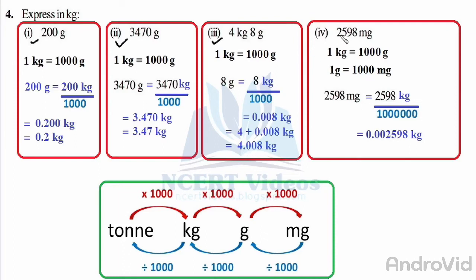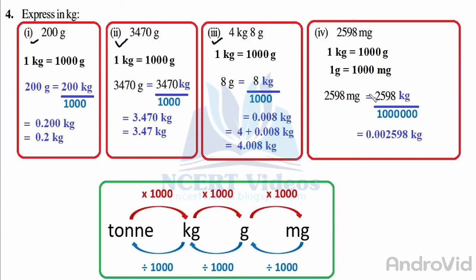Here 2598 mg, milligrams. So you can see it was milligrams, and we have to go to kg. So first we have to go to grams, then to kg. That means we have to divide first by 1000 and then again by 1000. So 1 kg is 1000 grams, and 1 gram is 1000 mg. So we are doing it in one step only. First write this number, then divide it by 1 followed by 1, 2, 3, 4, 5, 6 zeros.